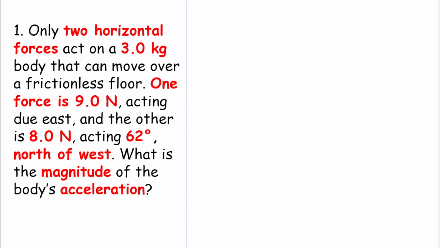Okay, let's read the problem first. Only two horizontal forces act on a 3 kilogram body that can move over a frictionless floor. One force is 9 Newton acting due east and the other is 8 Newton acting 62 degrees north of west. What is the magnitude of the body's acceleration? Okay, let's write what's known from the problem here. The mass of the body here is 3 kilogram. However, we have some complicated things here that we still need to draw, right?